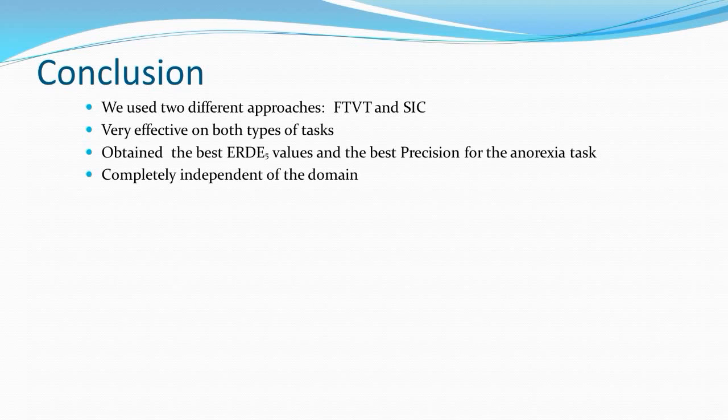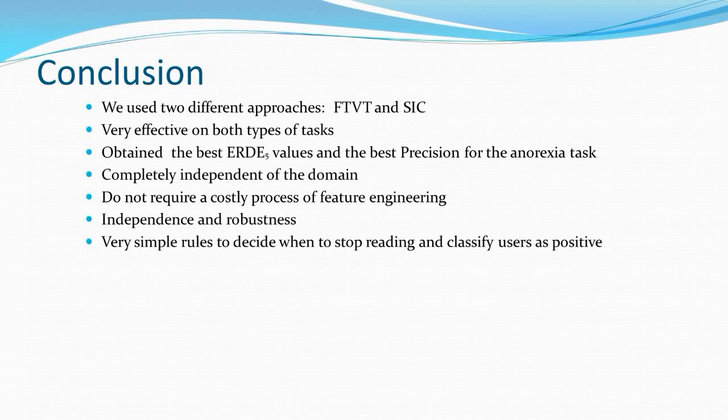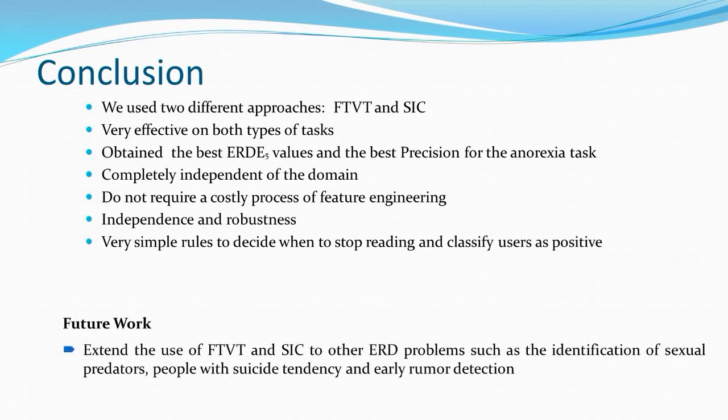Another important point to highlight is that neither of the methods requires a costly or manual process of feature engineering. The obtained results suggest that both methods are quite robust despite using very simple rules to decide when to classify users as positive. For further research, we plan to extend the use of FTVT and SEQ to other early risk detection problems, such as early rumor detection, identification of sexual predators, or people with suicide tendency, among others.